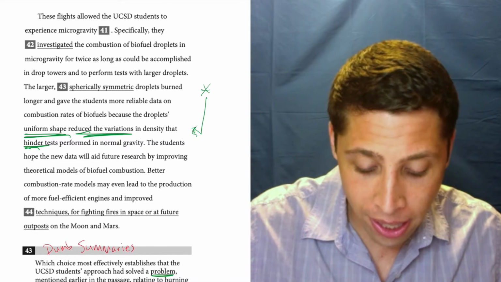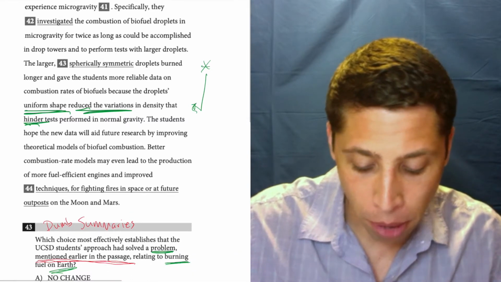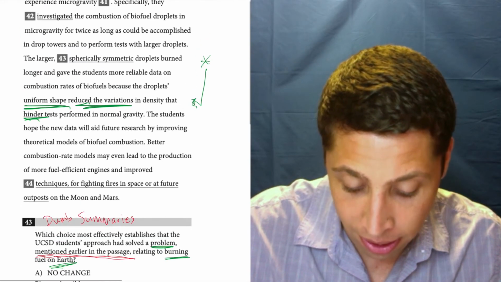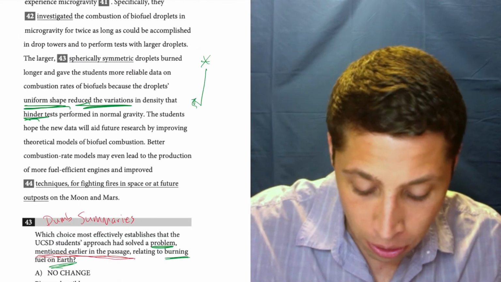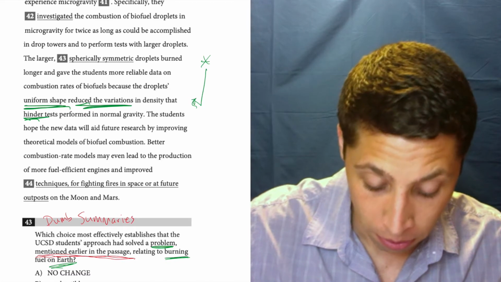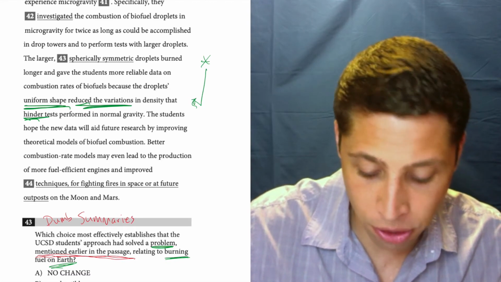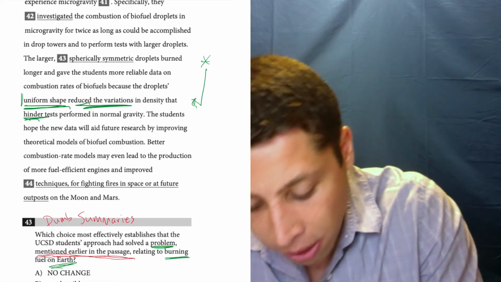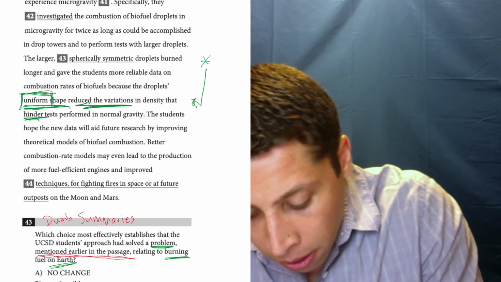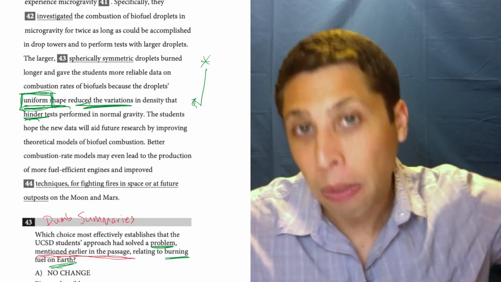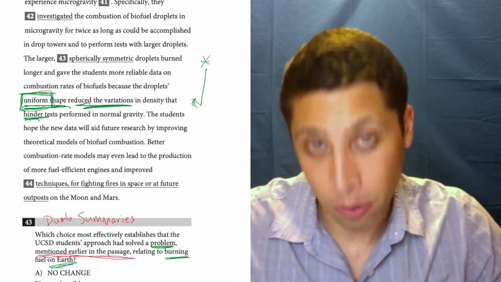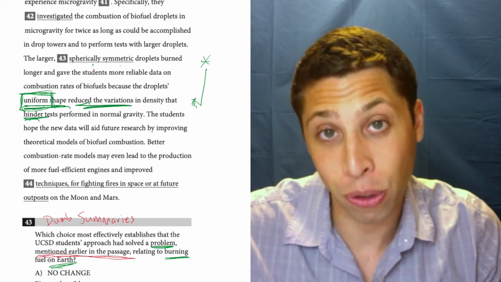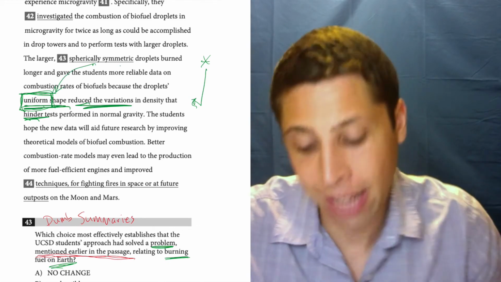So what was the problem? The problem was that the droplets weren't uniform, right? So the solution here, because of the droplet's uniform shape, is that it's uniform. The problem was that it wasn't uniform, now it is uniform. So we're really just looking for a choice that matches that. And honestly, spherically symmetric kind of matches with uniform, right?